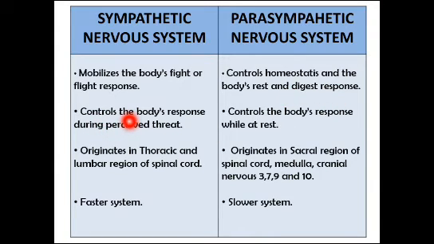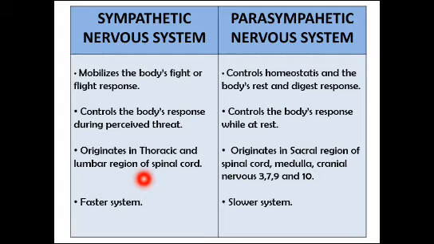Then the sympathetic system controls the body's response during a perceived threat. This I have already told you, that during a perceived threat, or in a condition of danger or stress, the sympathetic nervous system controls the body, and the parasympathetic controls when we are at rest.